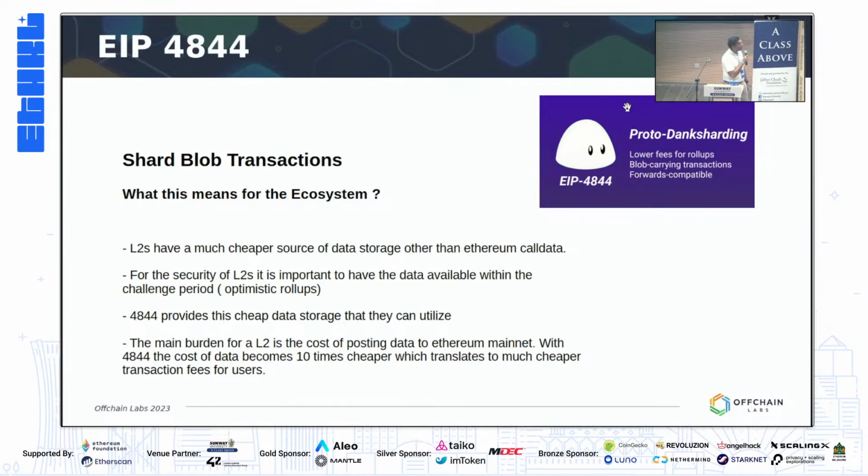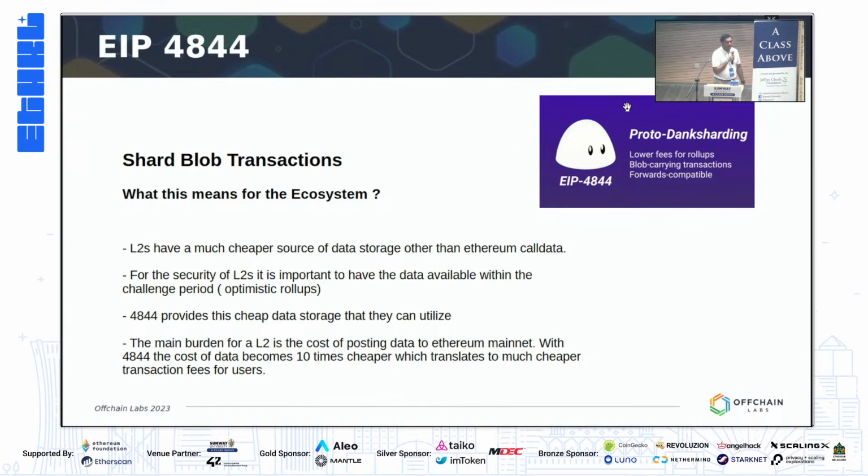These blobs are much cheaper. Estimates have put it at about 10 times cheaper than current call data. For the security of L2s, especially optimistic rollups, you basically need the data to be available for at least 7 days. Currently for 4844, it'll be for 18 days. This allows you to effectively challenge an invalid state assertion. So 4844 provides cheap data storage that all L2s can utilize.